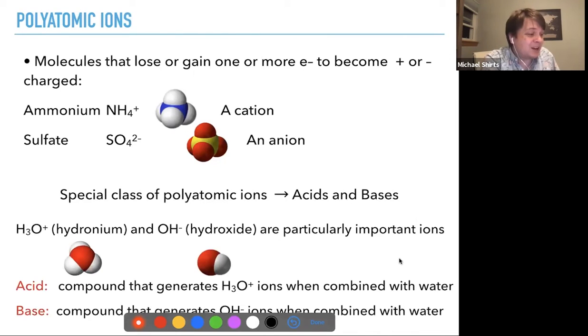A special class of polyatomic ions that you'll see a lot are acids and bases. H3O+, hydronium, and OH- are particularly important ions. We'll get more into acids and bases later, but those are classes, like hydrochloric acid, that are important to name as well.